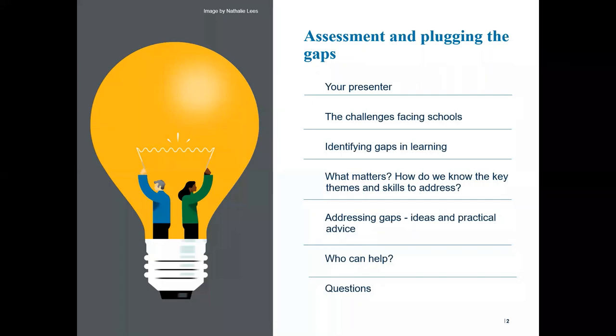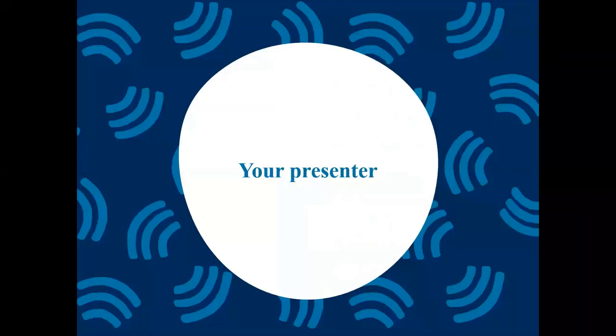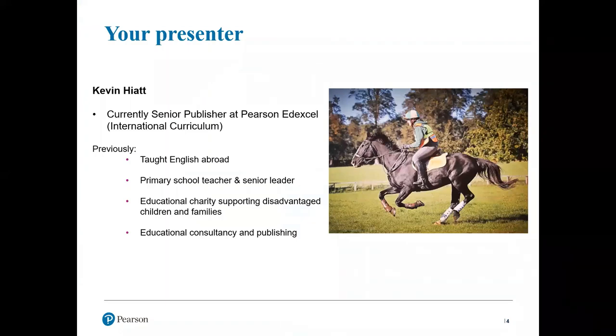So first up, very quickly, me, I guess, your presenter. So my name's Kevin Hyatt. Apparently you have to put a picture of yourself on these things, but I have literally any excuse to show my horse and to not show a close-up of my own face or my lockdown hair. So I'm a senior publisher at Pearson at Excel, working in the international curriculum. Previously, I taught English abroad. I was a primary school teacher and senior leader in the UK for 12 years. And I've worked in an educational charity and an educational consultancy and publishing.